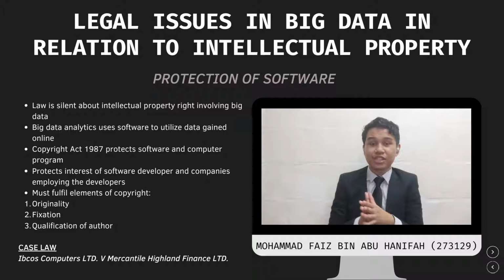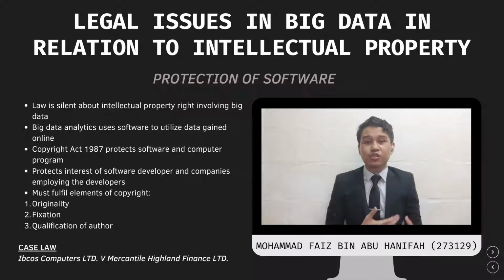First, let's dive into the issue of copyright protection within this country involving big data. The software being used in order to help segregate or transcribe the data that has been sourced online is important to be protected under the copyright, and if the elements under the Copyright Act 1987 involving the originality, fixation, as well as the status of the author could be fulfilled in order to qualify as an original work, then this software can be claimable under the law.